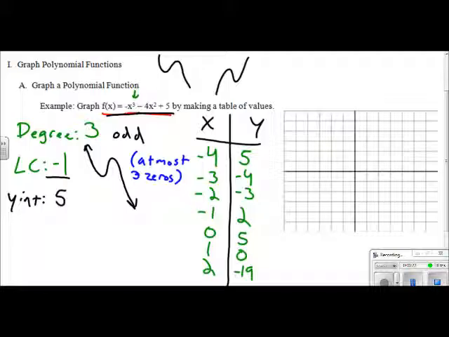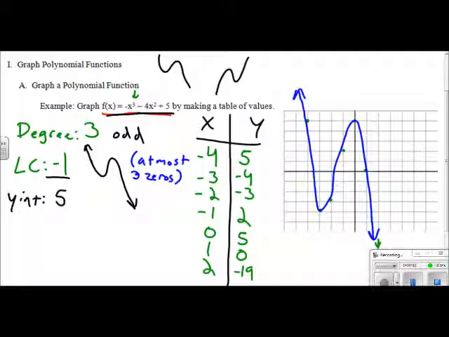When I'm at negative 4, I'm at 1, 2, 3, 4, 5. Negative 3, negative 1, 2, 3, 4. Negative 2, negative 3. Negative 1, 2. 0, 5. 1, 0. Negative 2, 19 is way down here. So it looks like our line is looking something like this. We know that's coming from way up here, getting all the way down, coming up, hitting these points, and then coming right back down. So this is how our graph is going to end up looking.